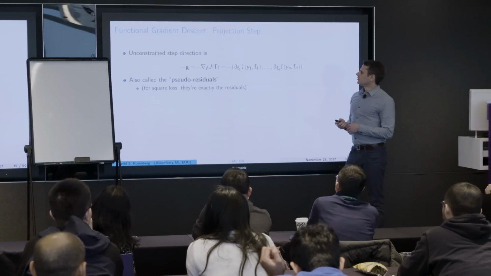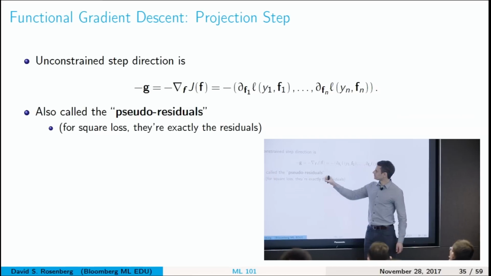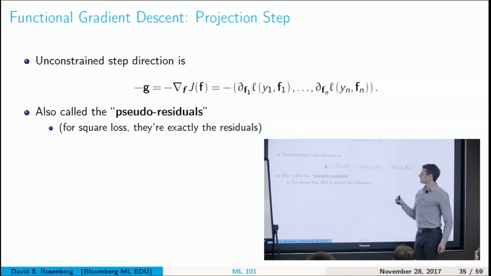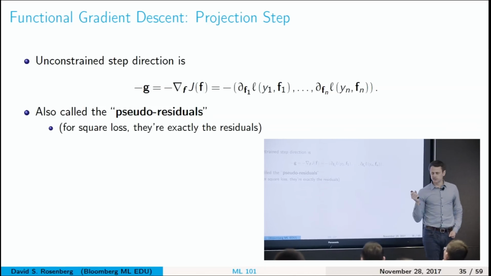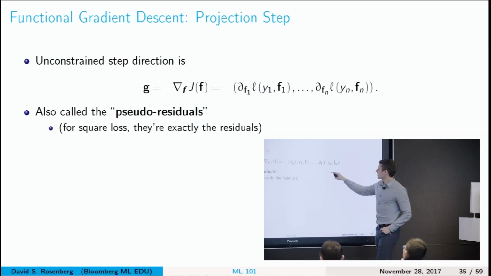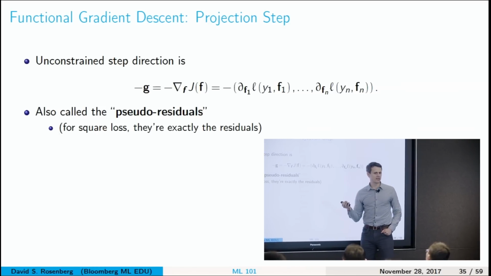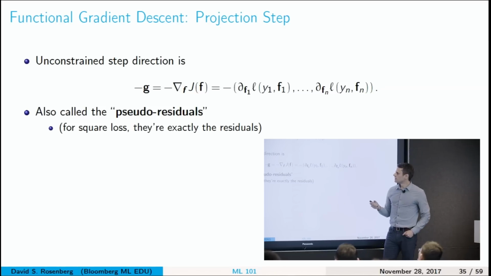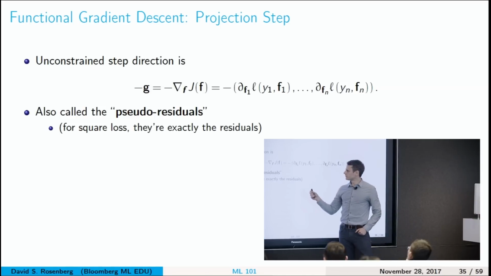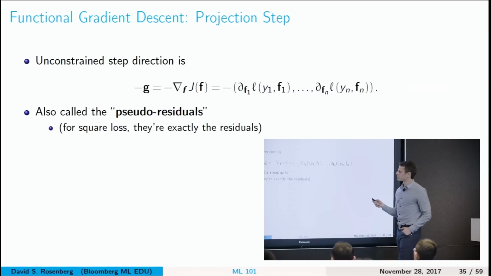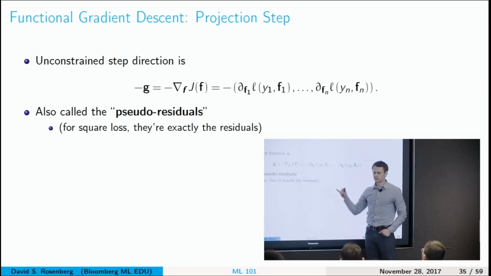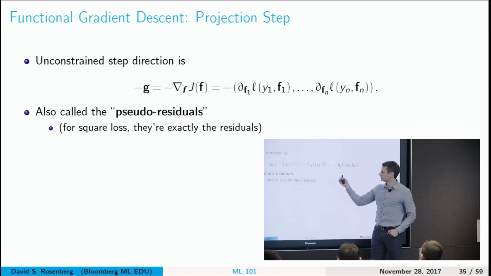All right. So here we've written negative g for the step direction, which is the negative gradient. Notice that there's a partial derivative for every training example. And the negative derivative, for reasons that will be clear soon, is called the pseudo-residual in this context. Okay. And one thing that you can note is that if the loss is a square loss, then this derivative, if you work it out, is exactly the residual. Right?